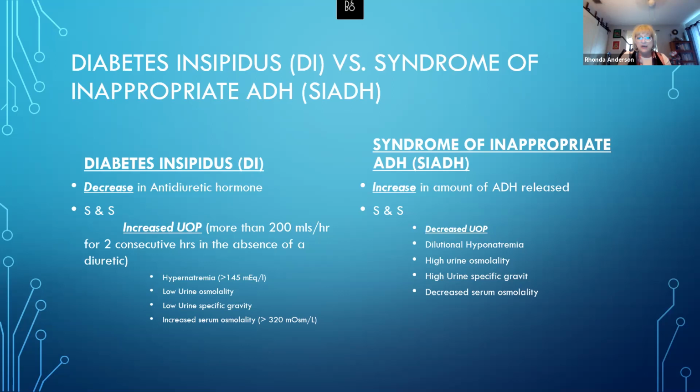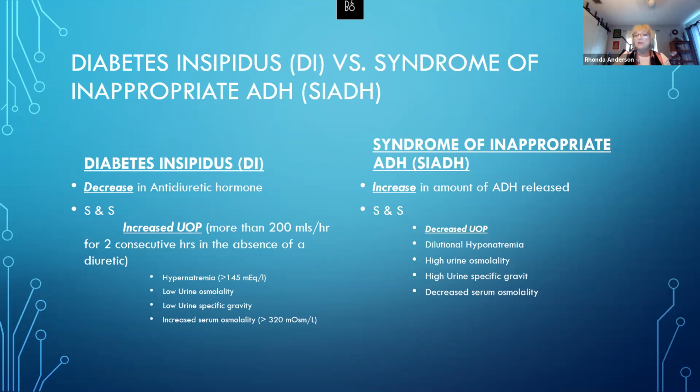They'll have a low urine osmolality. It's pretty much just water that they're losing. Okay, remember that's what antidiuretic hormone does. It controls the reabsorption or excretion of just the water in those collecting tubules of the kidney. You'll have a low urine specific gravity. It should be less than 1.005, okay, which is pretty much water. And then increased serum osmolality can be greater than 320 milliosmoles per liter.